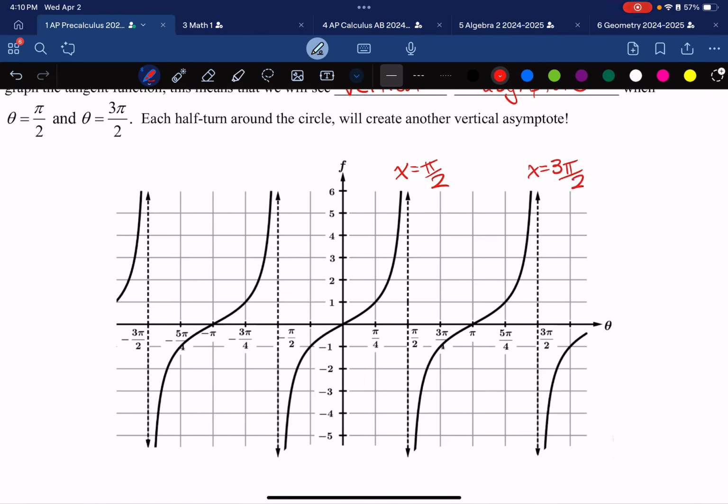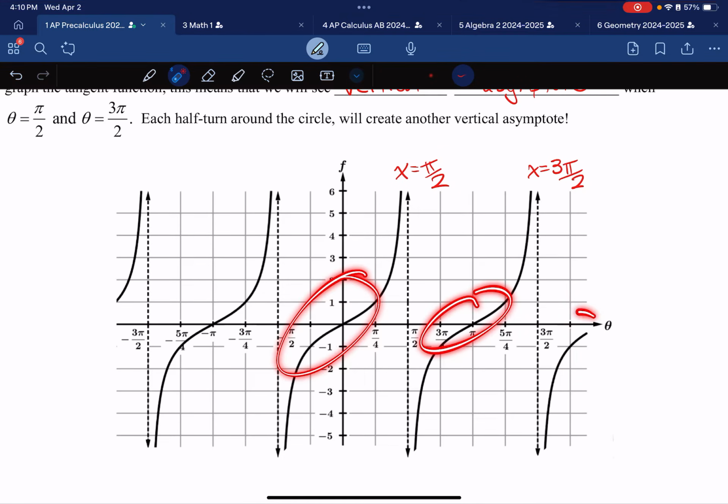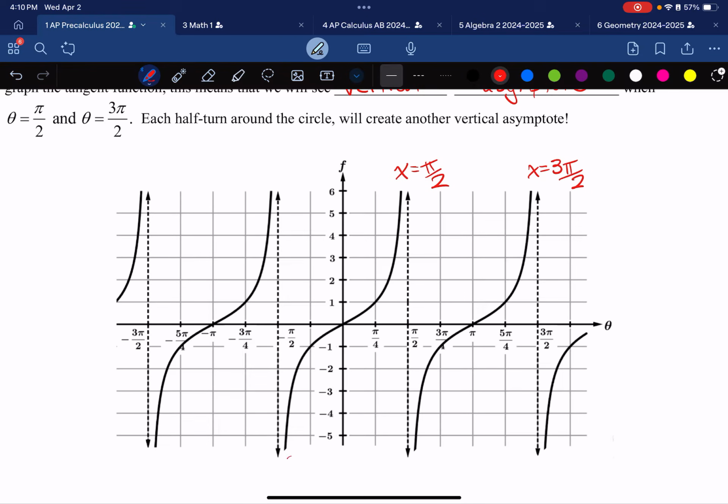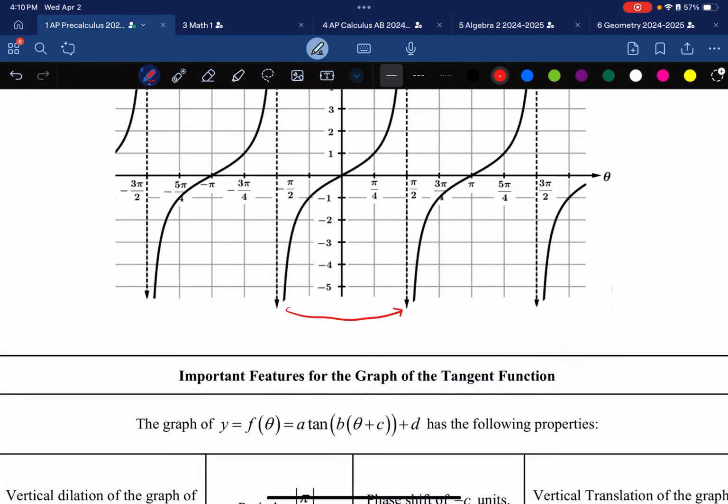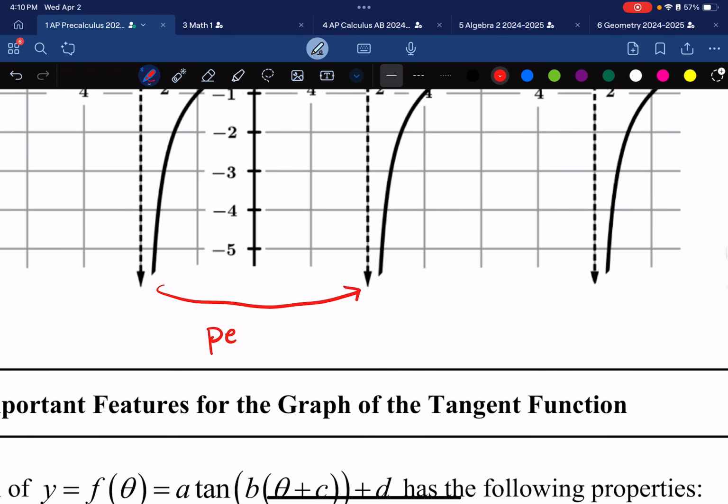pi over 2. And it's interesting to note how much distance has happened between these two spots, because that's where it really repeats, right? This repeats over and over, and the distance between, well, I guess it's easier to do pi over 2 minus a negative pi over 2. This entire period here, do I have enough room to write it? The period, unlike cosine and sine, which have a period of 2 pi, the period is pi.